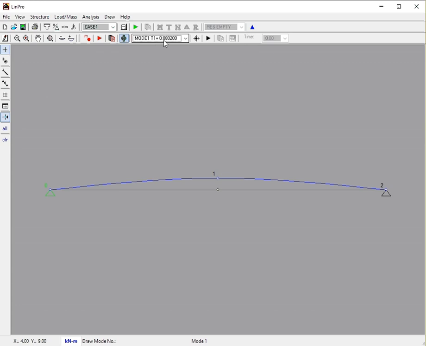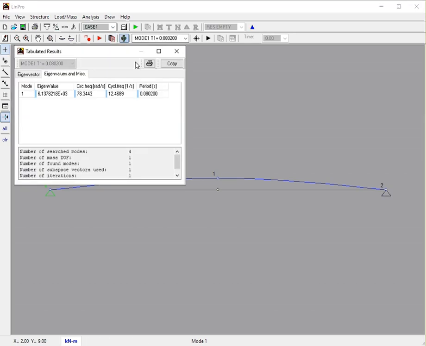Now it gives the time in seconds, the period of the vibration. The best way to find the frequencies is just to click on this table button here, and it gives us our eigenvalues, which is omega squared, this is omega, and omega divided by 2 pi, this is the number we're really interested in. So it's telling us that the natural frequency of that structure as defined is 12.47 hertz, or cycles per second, which is fairly high and quite acceptable in any structure.